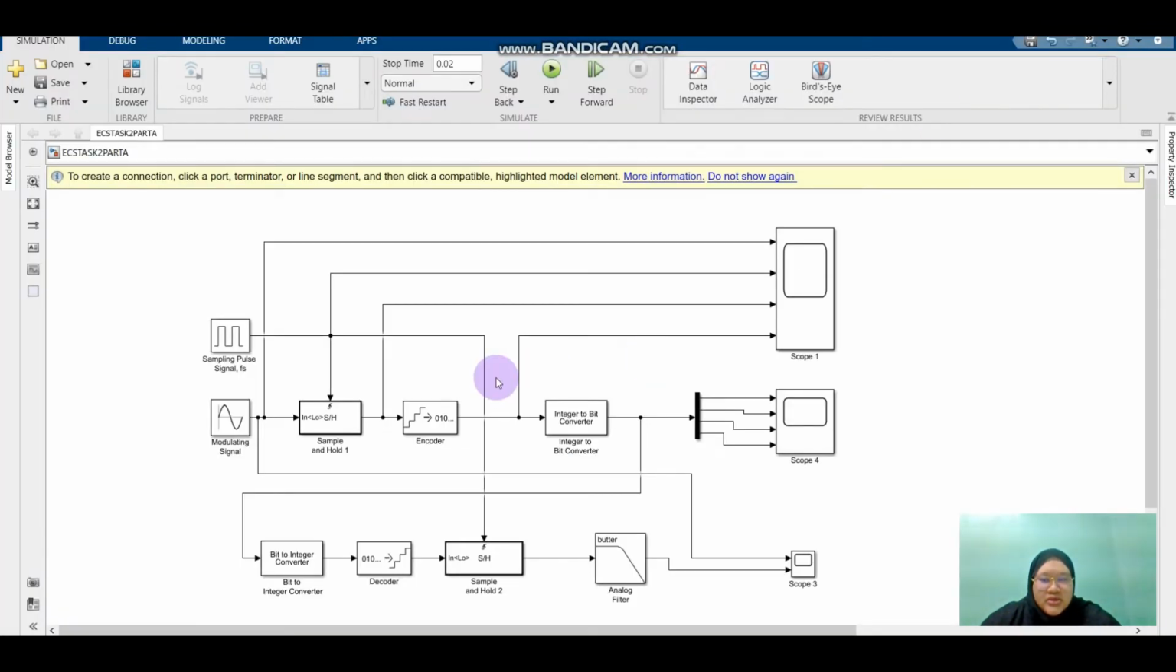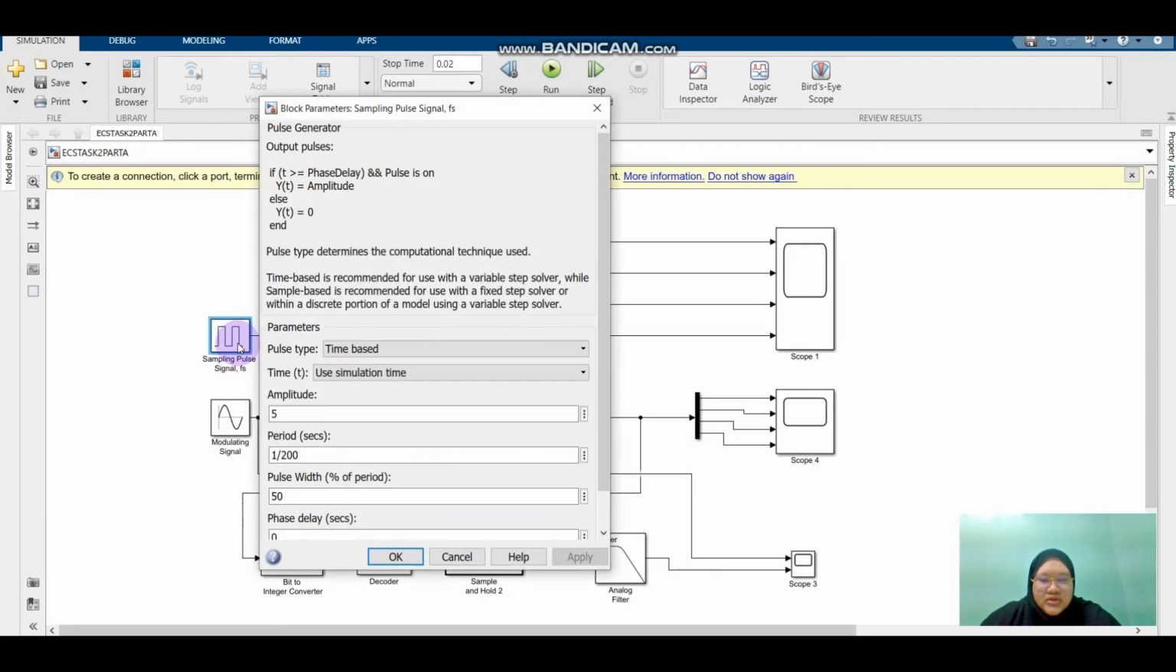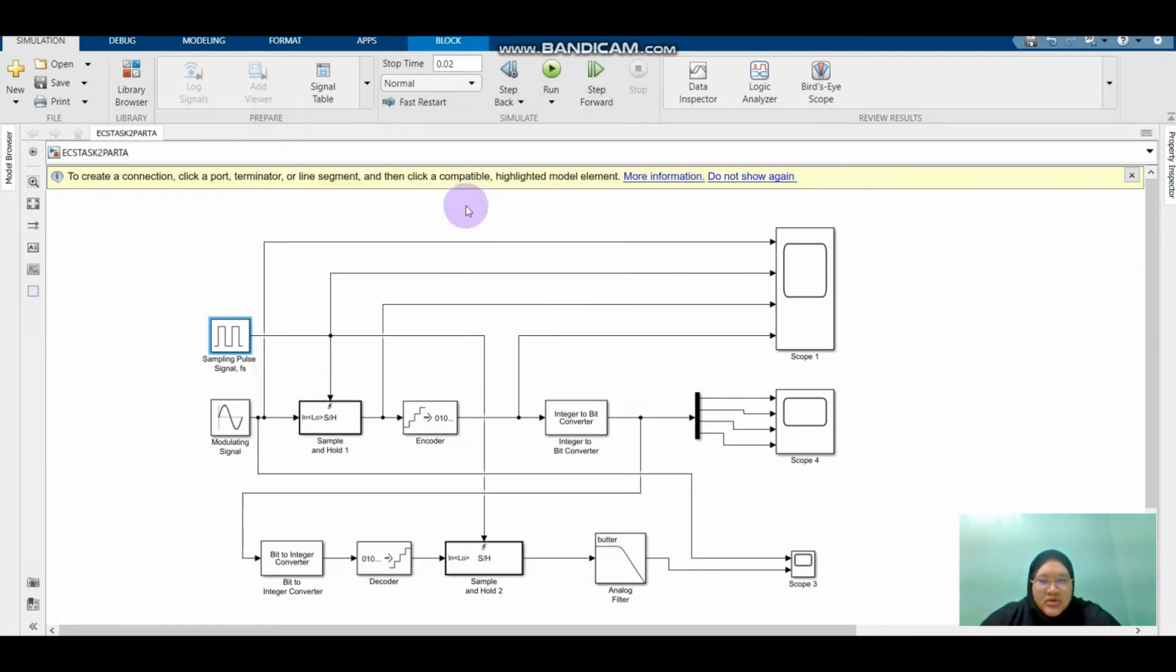This is the circuit in Simulink software. I am going to run the circuit for 1/200 period for the sampling frequency. We have chosen 0.02 because one cycle of the modulating signal is 0.01, so to analyze the data, 0.02 should be enough.